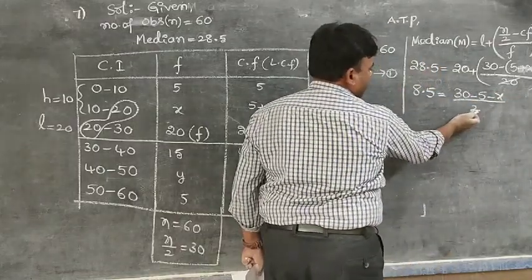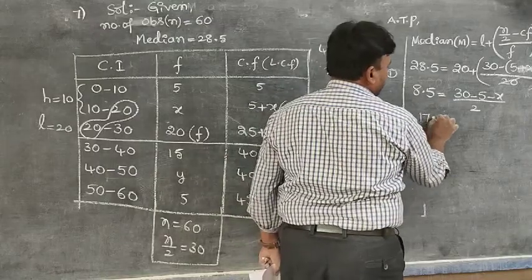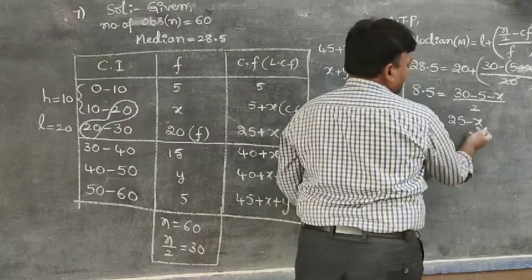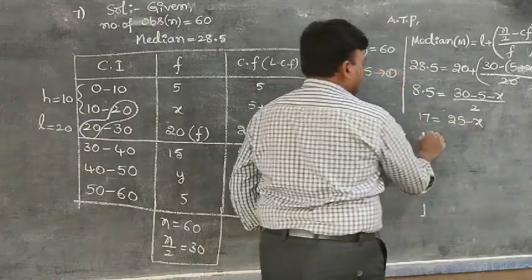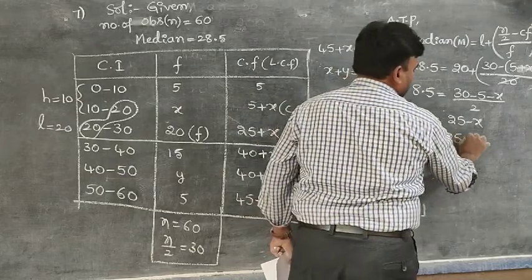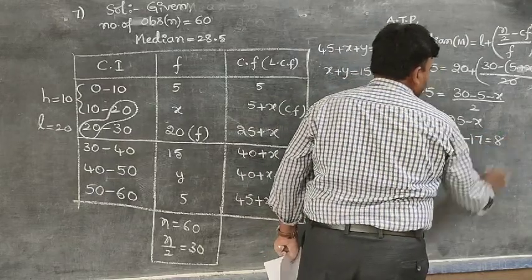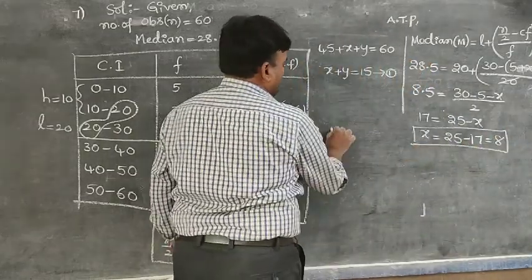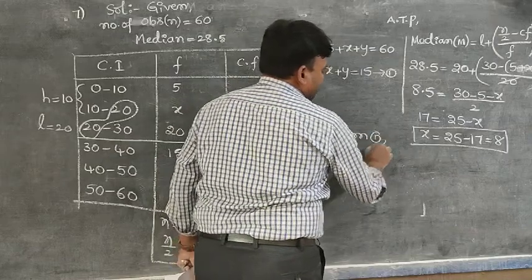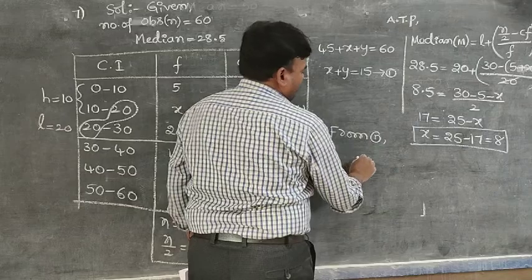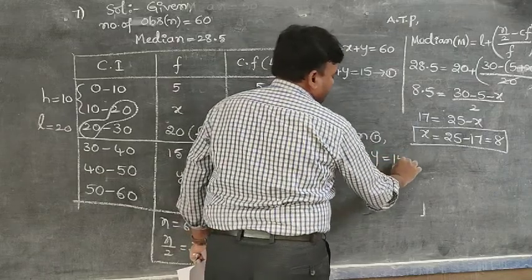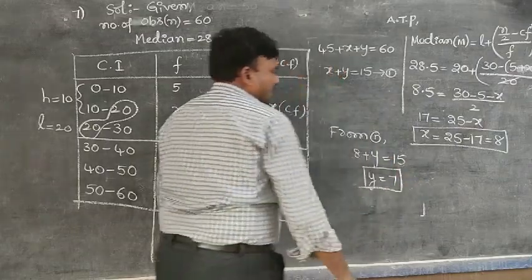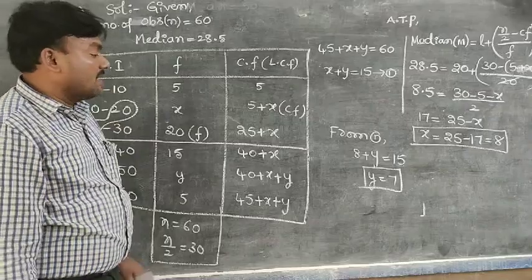Here, do cross multiplication: 2 into 8.5, that is 17, equal to 30 minus 5, it becomes 25 minus X. So interchanging X and 17, X equal to 25 minus 17, it becomes 8. So here X value equal to 8. Substituting this X value in equation 1, we can get the Y value easily. From equation 1, 8 plus Y equal to 15, then Y equal to 15 minus 8, that is 7. So we find easily, students, X equal to 8 and Y equal to 7.